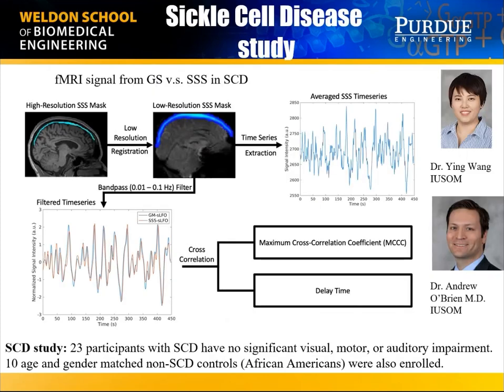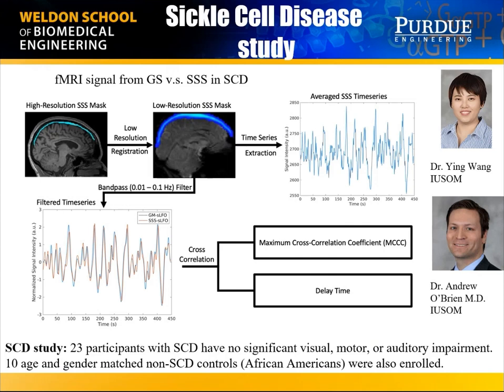So now we're back to the sickle cell study. In this study we borrowed resonance data from an existing study of mine which is still going on, and our collaborators are Dr. Wang and Dr. O'Brien from Indiana University School of Medicine. So far we have 23 sickle cell patients, and we have 10 age and gender matched non-sickle cell controls who are African Americans. Because this is an existing study, we were not able to extract the internal carotid artery because the scan was not deep enough.